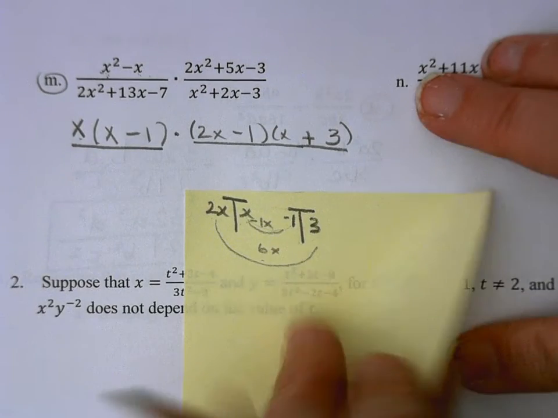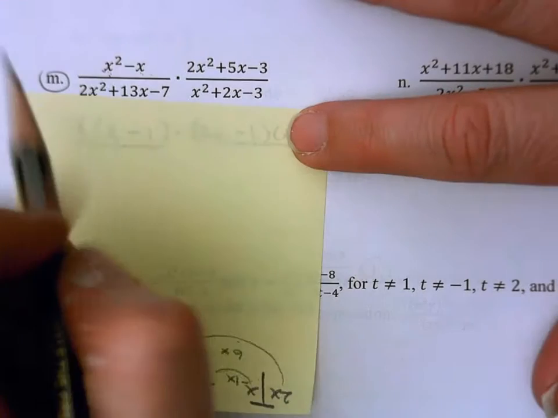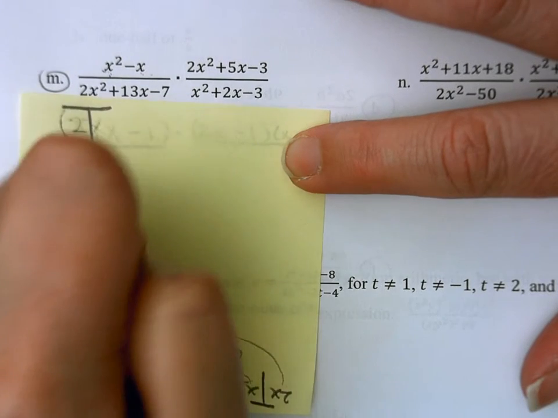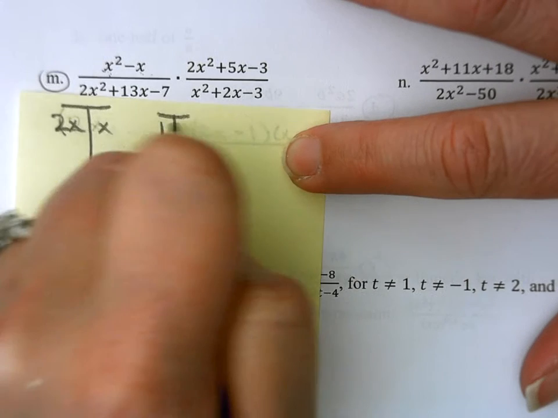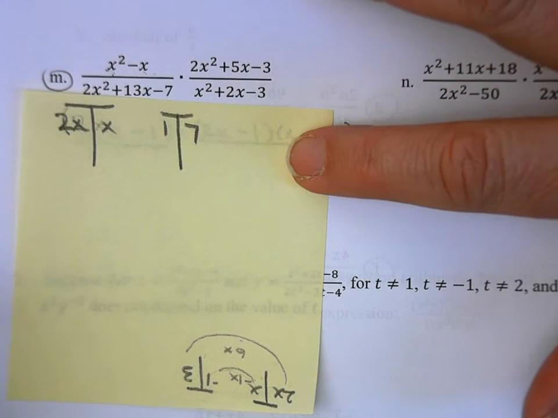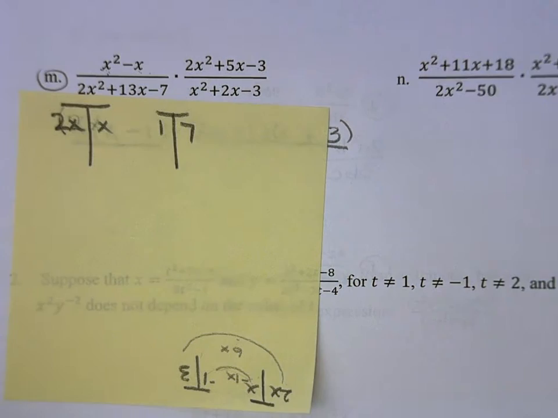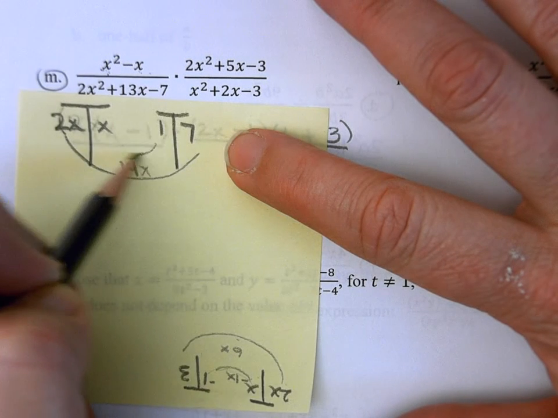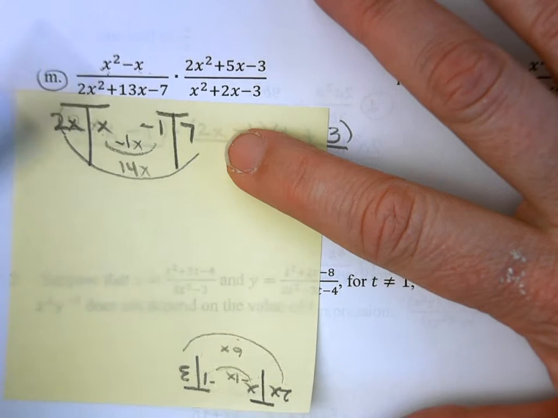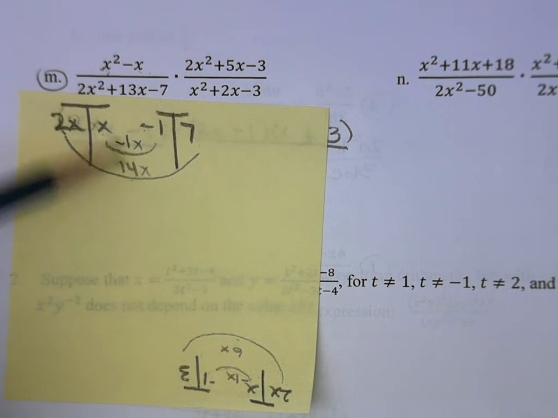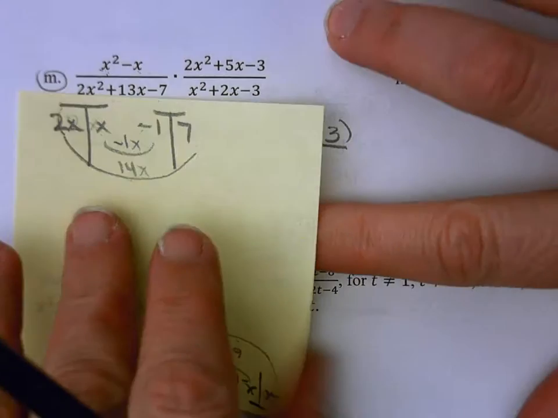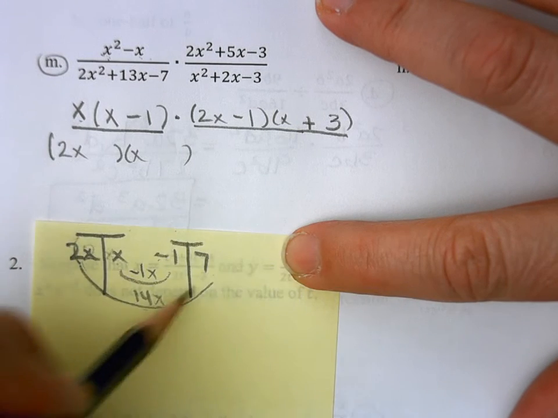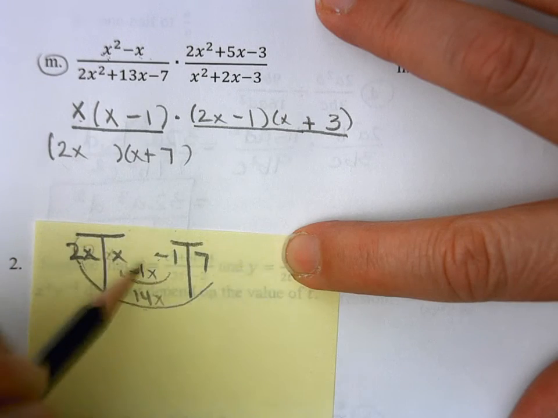And then trinomial factoring for the denominator as well. So not a lot of choices here, but I know I need to get a negative 7 when I multiply, so either the 1 or the 7 has to be negative. And so I'm going to multiply the 2 to the 7, because that'll give me positive 14. And then if I multiply the x to the negative 1, that gives me negative 1x. So negative 1 times 7 is negative 7, and 14 minus 1 is positive 13. So my factors are 2x and x, and then 2x has to multiply to the 7, and negative 1 has to multiply to the x.